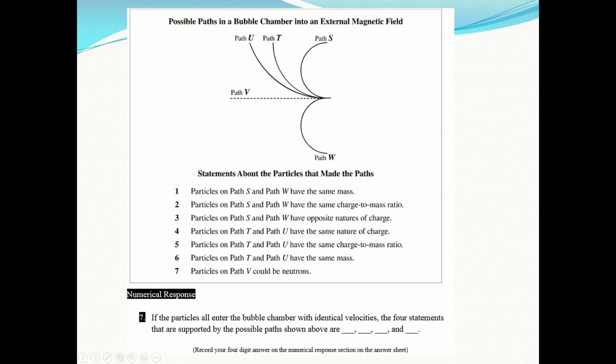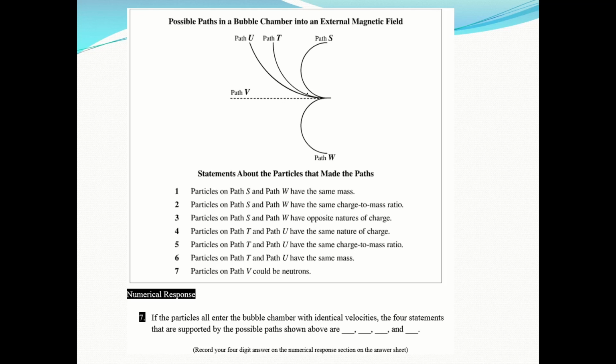This one I used to have on a test, and everyone got it wrong, so I thought it's better to do it on a sample diploma question. So make sure you try this before you watch me go through it. If all the particles enter the bubble chamber with identical velocities, the 4 statements that are supported by the possible paths are... Okay, so you can see that S, T, and U all deflect the same way, and W deflects an opposite way. So that's pretty obvious. It's a charge.